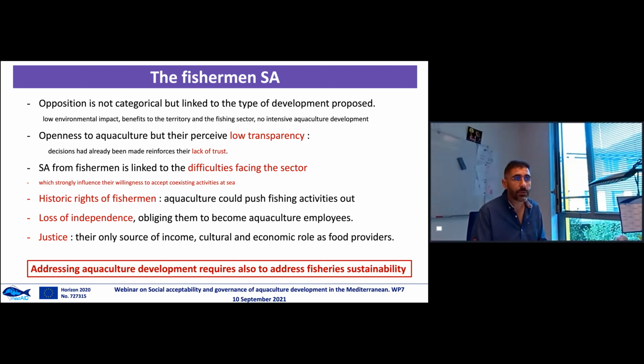And social acceptability is also affected by the economic crisis. I mean, sometimes they don't think they can share the space with aquaculture. They think they have historical rights, and they feel that they are being pushed off the sea.